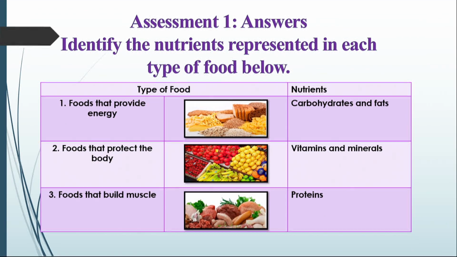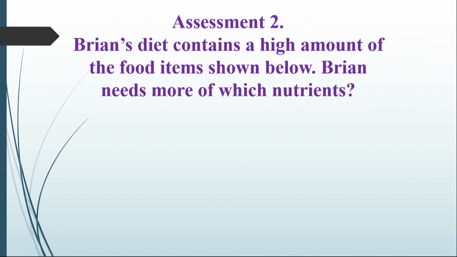Foods that provide energy contain carbohydrates and fats. Yes, fats do provide some energy. Foods that protect the body, vitamins and minerals. So you can see the fruits and vegetables. Foods that build muscle contain proteins. Here you have meats and animal products.